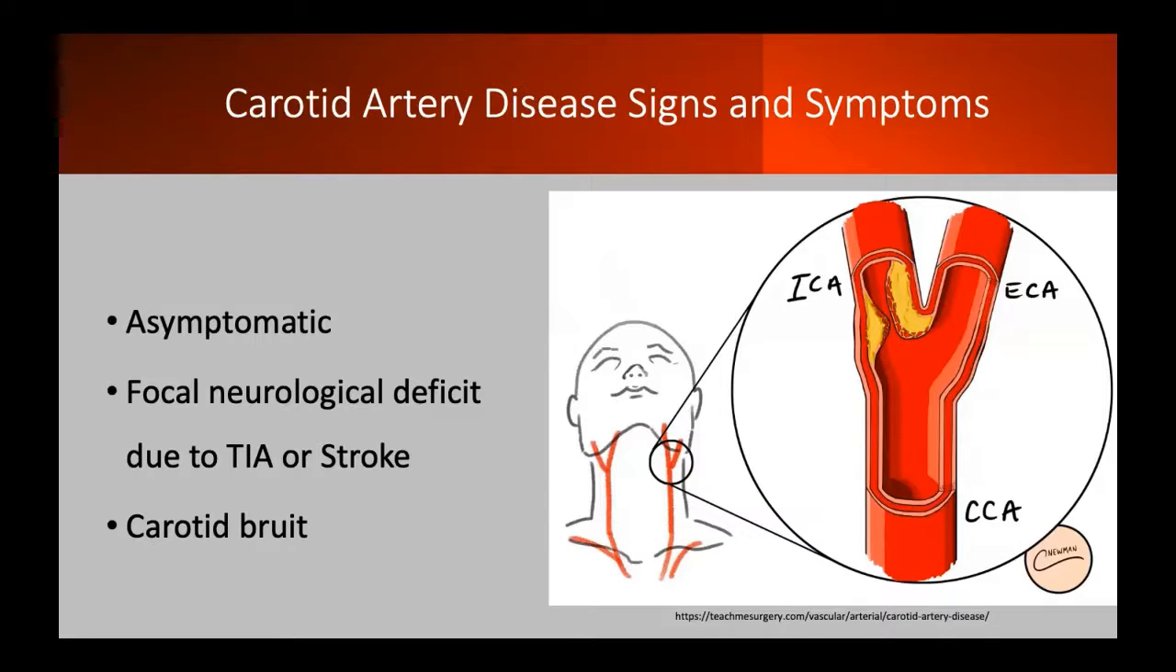But you can also get focal neurological deficits due to TIA or stroke, which can lead to ipsilateral transient visual loss, contralateral weakness or sensory changes in the limbs or face, or collapse, dysphasia, aphasia, or speech apraxia. But mostly on examination, if you're lucky, in carotid artery disease you can hear the carotid bruit.